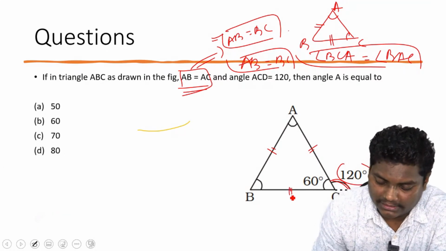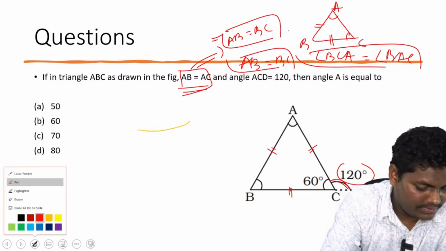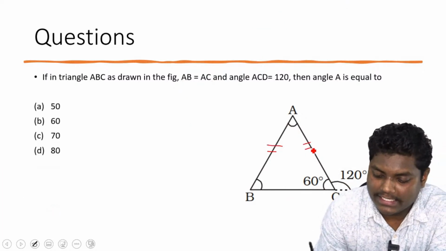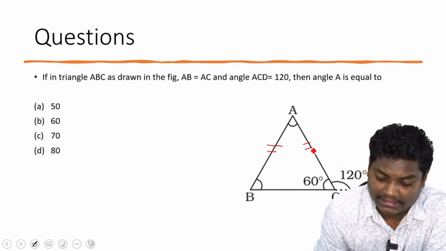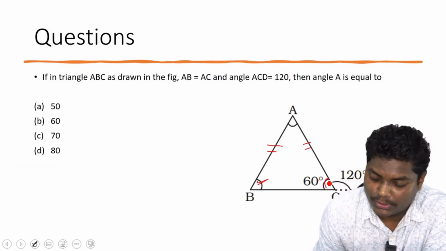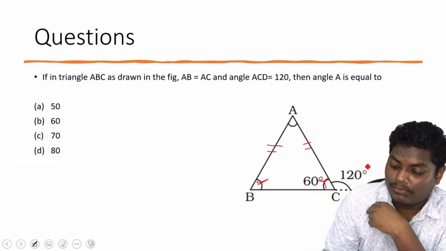Yes, this angle, angle B, I'll just rephrase it. Okay. This AB is equal to AC. So this means this angle B is equal to angle C. Okay. Now this is 120.